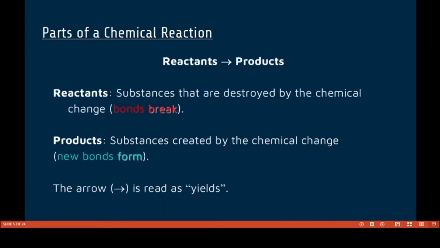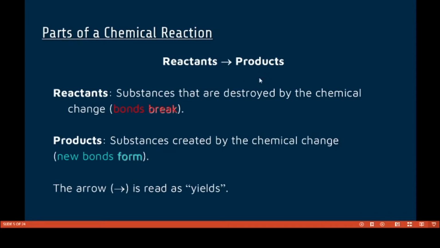Parts of a chemical reaction. Reactants give products. Reactants are the substances that are destroyed by the chemical change. That means the bonds break. That is what we call reactants, substances that are destroyed by the chemical change.